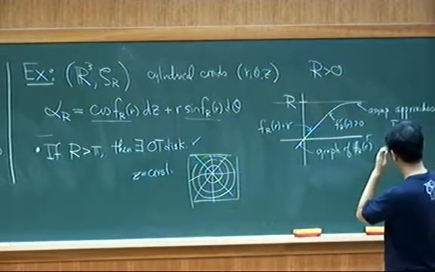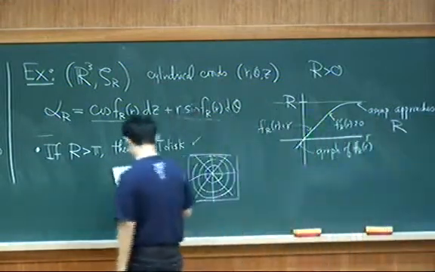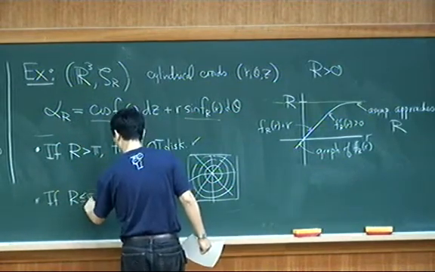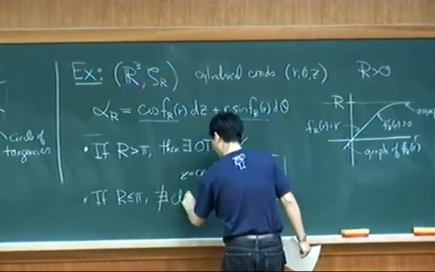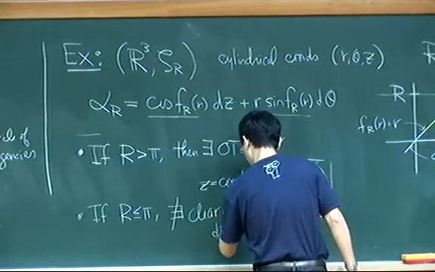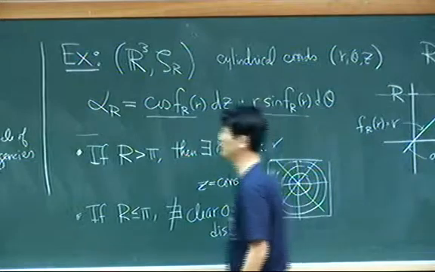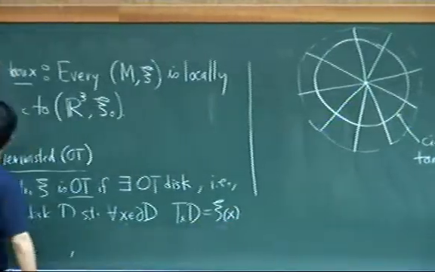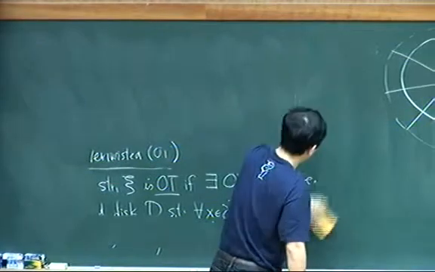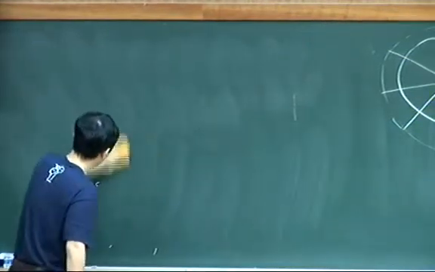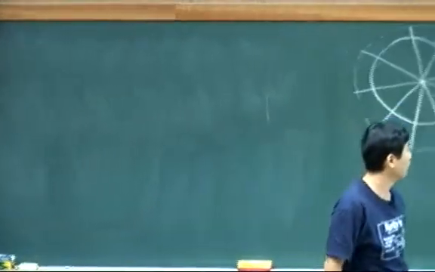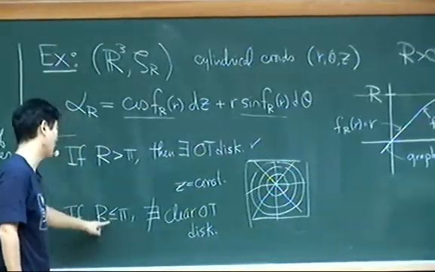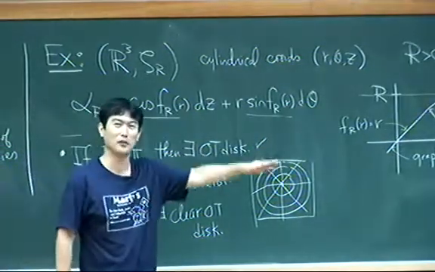Now, what happens if R is less than or equal to pi? Well, I guess there's no clear over-twisted disk. Actually, it could be equal to pi, because pi is the asymptotic value, so you actually never reach pi.